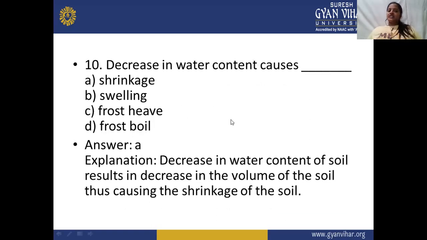Last question. Decrease in water content causes: shrinkage, swelling, frost heave, frost boil. The answer is shrinkage. The explanation is that a decrease in water content of the soil results in a decrease in the volume of the soil, thus causing shrinkage of the soil.